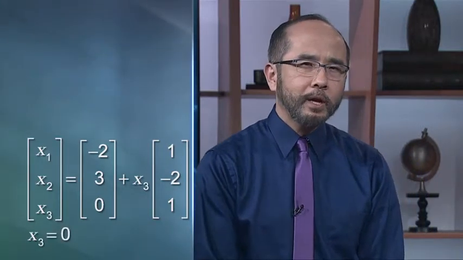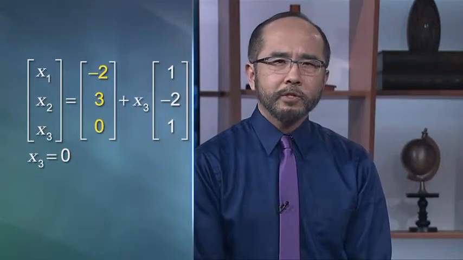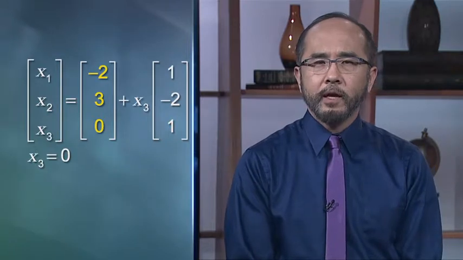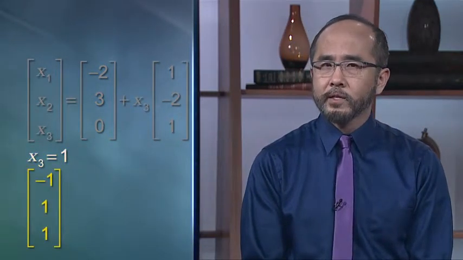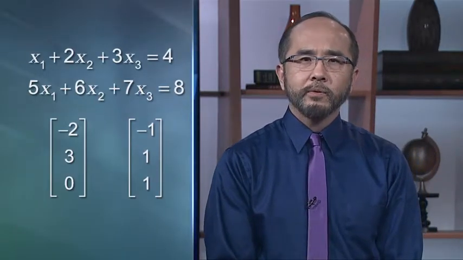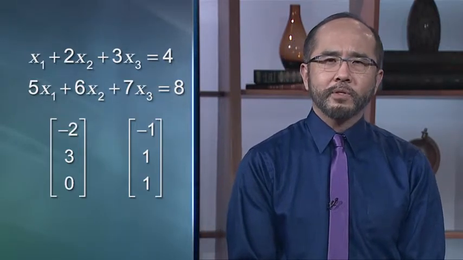Notice if x3 were 0, we'd see a solution to the original system is (-2, 3, 0). And if x3 is 1, you'd get the solution (-1, 1, 1). By plugging these into the original system, you can check that they are both solutions.